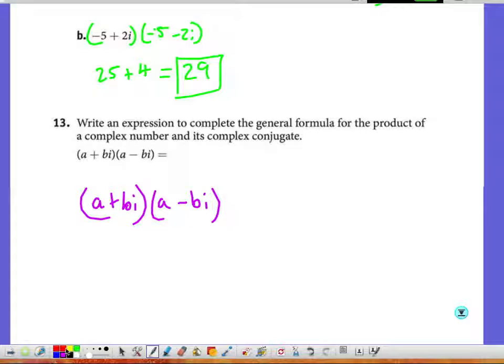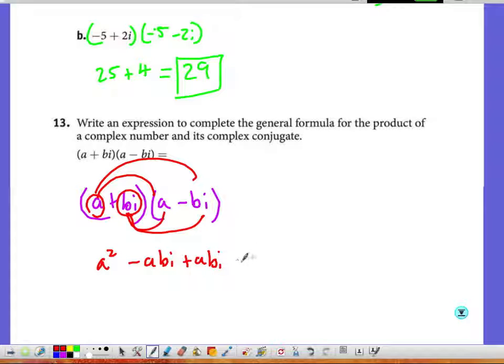Now, let's go ahead and distribute. So we have a times a, that's going to be a squared. A times negative bi, well, that's going to be negative abi. Again, let's distribute the bi. Bi times a, that's going to be positive abi. And then bi times negative bi, well, that's going to be negative b squared i squared. Now take a look at this. That cancels out, becomes 0.